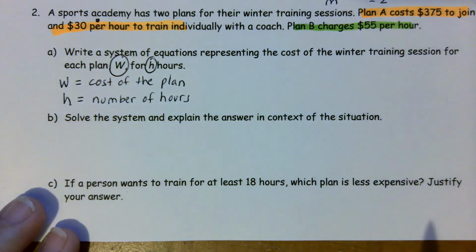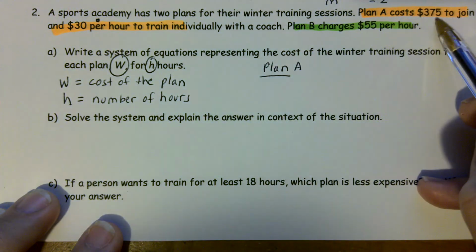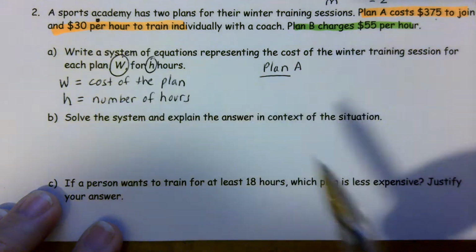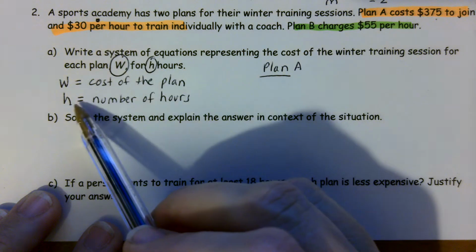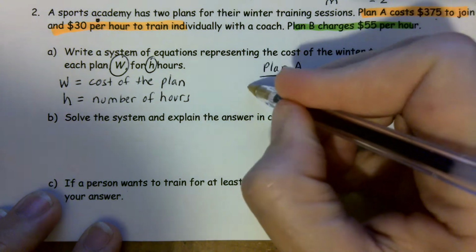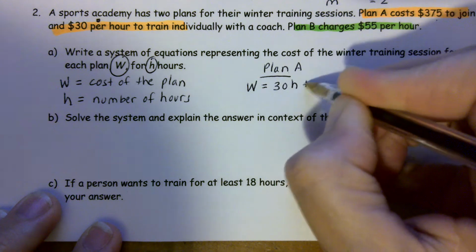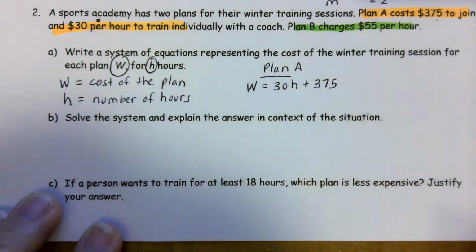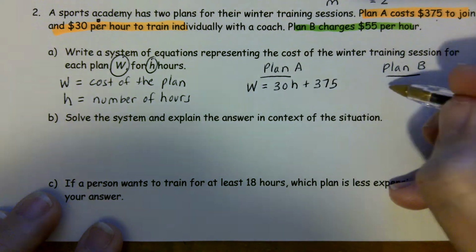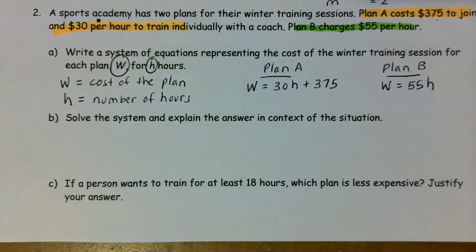Now we need to write the system of equations. So Plan A costs an initial fee of $375 and $30 per hour. Well, if I know my hours is represented by H, this is 30 times H. So my Plan A, the total cost W, is 30 times H plus 375. Plan B had no initial fee, but its cost W was $55 per hour.